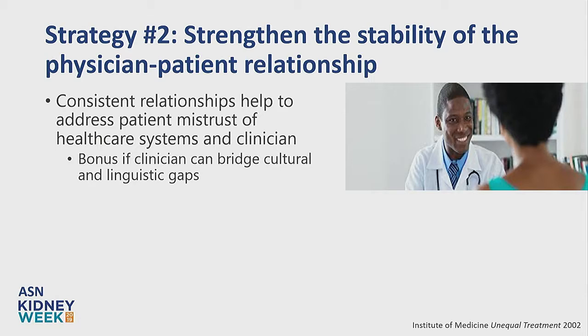The final strategies I've borrowed from the Institute of Medicine, again, the Unequal Treatment publication in 2002. And strategy 2 would be to strengthen the stability of the physician-patient relationship. And so when I presented that sickle cell disease patient, there were some clinicians involved in her care that expressed frustration with her. Why is she a frequent flyer? Why is she coming back to the hospital so many times? Like, what's wrong with her?